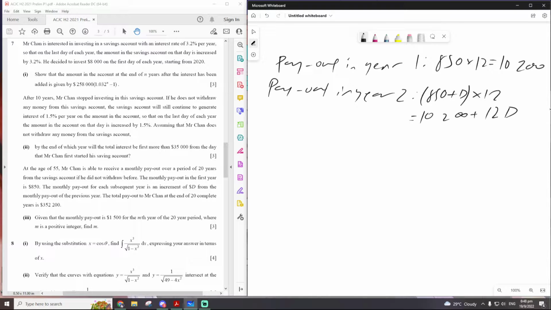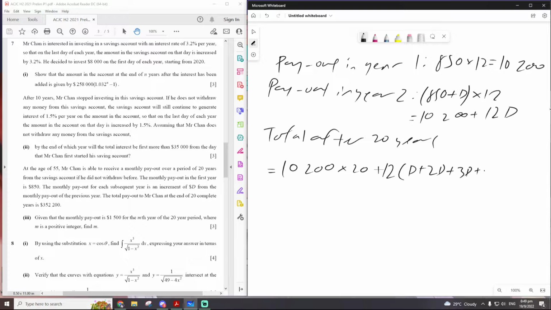So you'll see that the total payout after 20 years will be, the 10,200 will always stay together, so times 20, plus, then you see that you will get 12, then this D will add up, D plus 2D plus 3D plus dot dot dot plus 19D, okay, which is 204,000 plus, then you can use the AP formula to solve this, which is 2280D, and this equals 352,000.